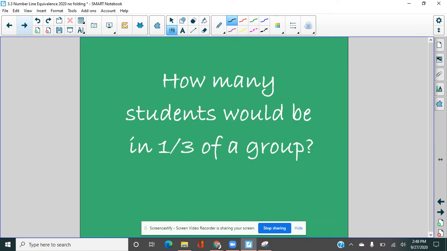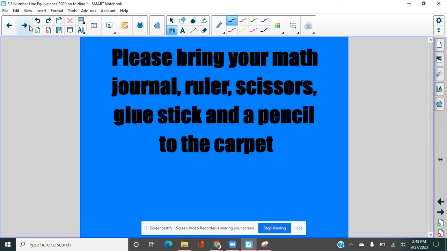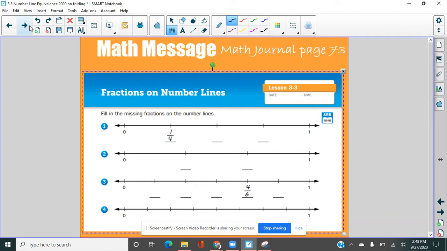What if we needed 1/3 of the group? What about 1/3? Well, look at the 1/3. So if I had to divide them into 3 equal groups, then one out of the 3 groups would be 2 students. Okay, so as we work through here, we're going to start in your math journal. So go ahead and open up to page 73, please.